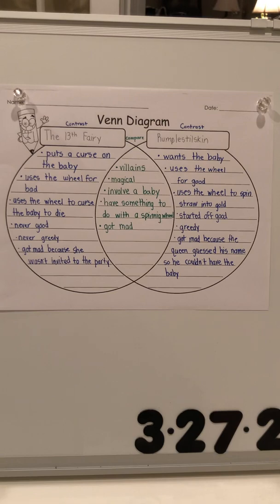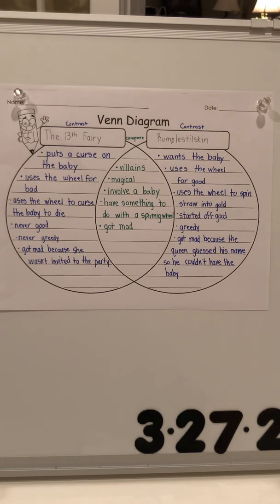The next comparison or similarity is that both characters have something to do with a baby. They involve a baby. However, that's also a difference. If you look at the 13th Fairy side, she puts a curse on the baby. Rumpelstiltskin wants the baby from the story. So that's a difference. Even though they had a similarity with a baby, they also had a difference. We've talked about how that can happen in stories.